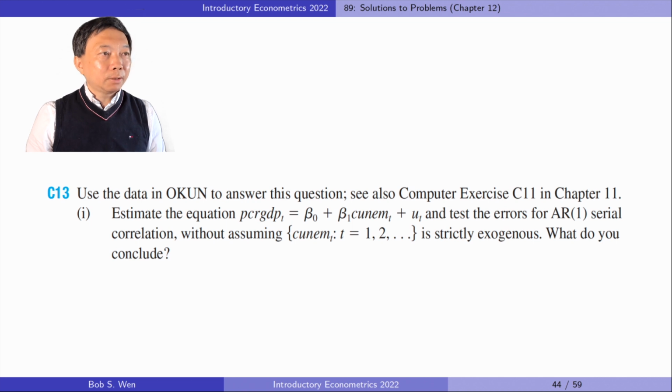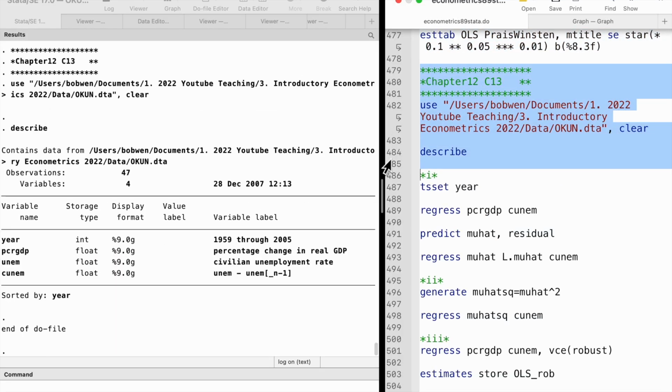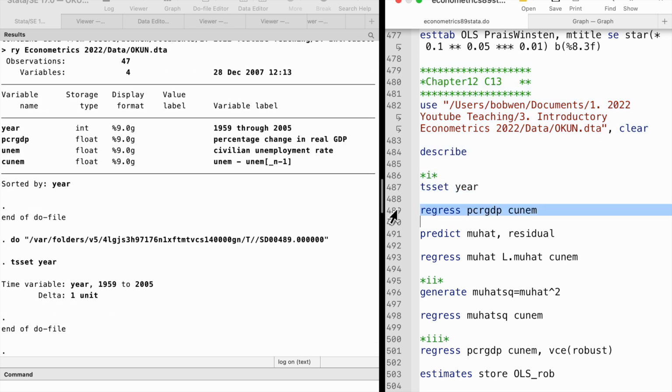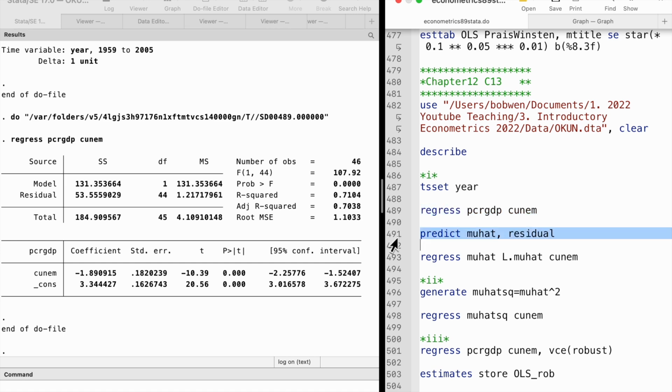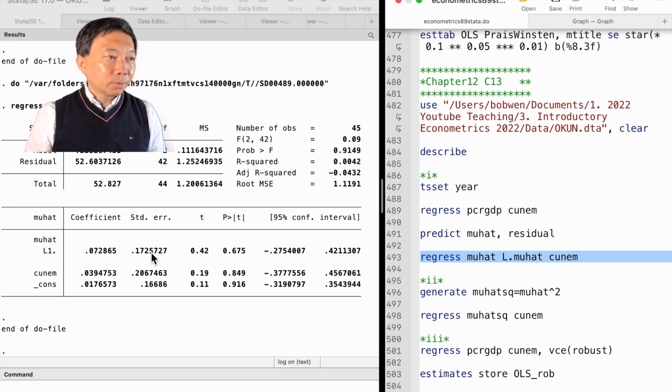Let's solve computer exercise 13. In part 1, estimate the equation and test the errors for AR1 serial correlation without assuming unemployment is strictly exogenous. What do you conclude? Without assuming strictly exogenous unemployment change, we can include the unemployment change in the AR1 model as a control. The model gives a statistically insignificant estimate of rho. There is little evidence of serial correlation in the errors from the original model.